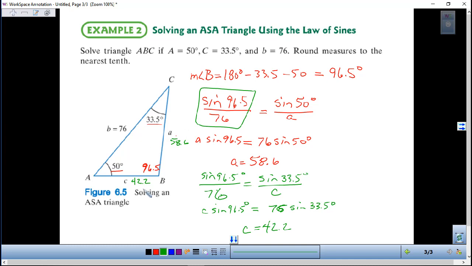Once again, just do your little quick check here. What's my largest angle? 96.5. Is my largest side across from it? Yep. What's my next largest angle? 50 degrees. Is my next largest side across from it? 58.6 is greater than 42.2, so yes. And smallest and smallest, so it does work. Now, that's not 100% checking that it's correct, but if that doesn't fit, then you know something's wrong.